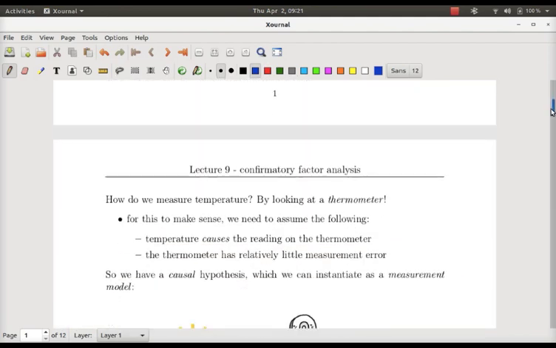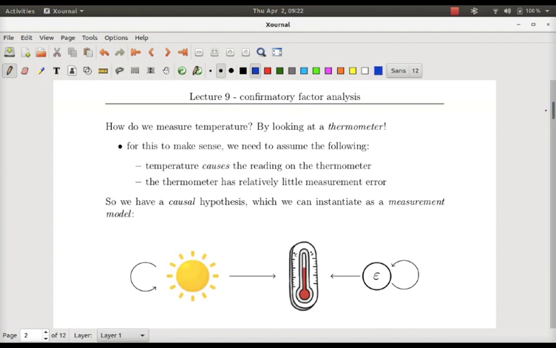So let's first talk about measurement models and path diagrams. And I want to motivate this example by beginning with a very basic question. And that is, how do we measure temperature? Well, of course, the silly answer is we simply look at a thermometer. But when we measure temperature by looking at a thermometer, we are making some assumptions. We are assuming first that temperature causes the reading on the thermometer, and we're also assuming that the thermometer has relatively little measurement error. So of course these are assumptions that we take for granted, but we could build what's called a measurement model to express these relationships.